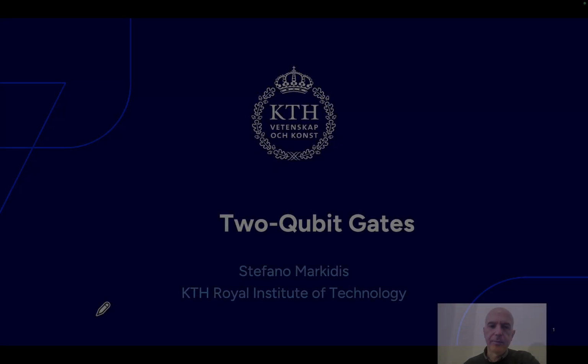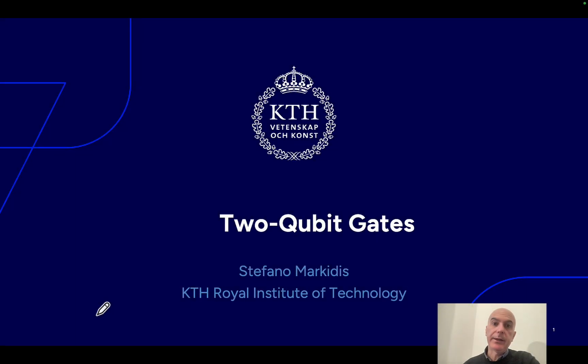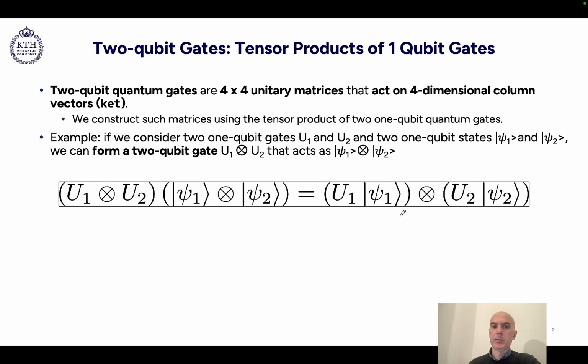Hi, welcome back. In the previous lecture, we looked at how to combine single qubit states to form a two-qubit system. In this lecture, I'm going to describe the transformation acting on a two-qubit system that corresponds to two-qubit gates. A two-qubit quantum gate is nothing else than a 4x4 unitary matrix.